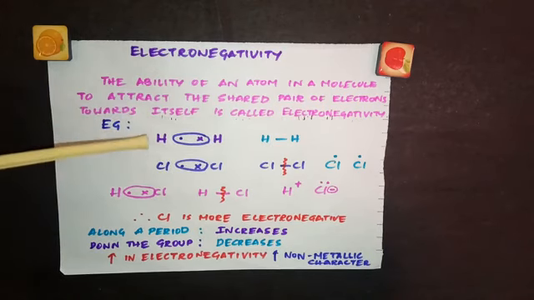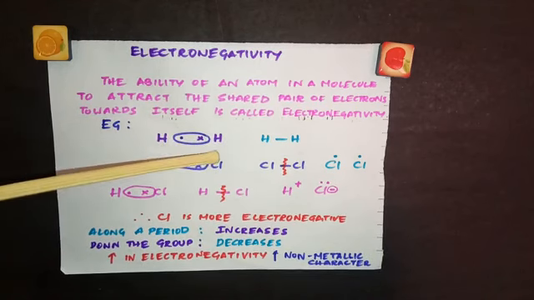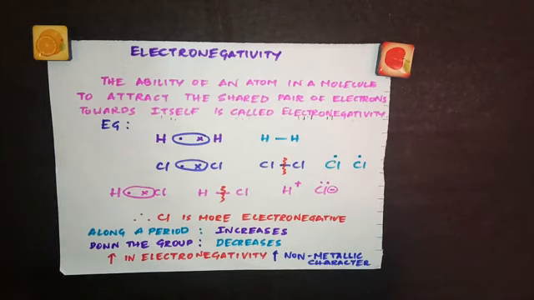For example, see this bonding between hydrogen atoms. This is a hydrogen atom and this is again another hydrogen atom. They are sharing electrons as they are forming a covalent bond. So we represent this as H bond H. Each hydrogen is contributing one electron and they have equal possession of the electrons.